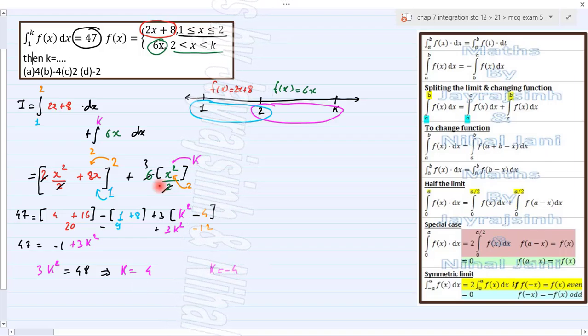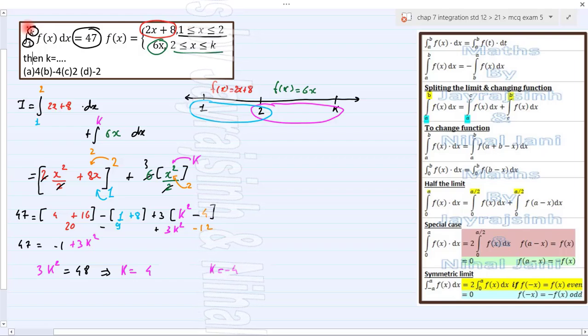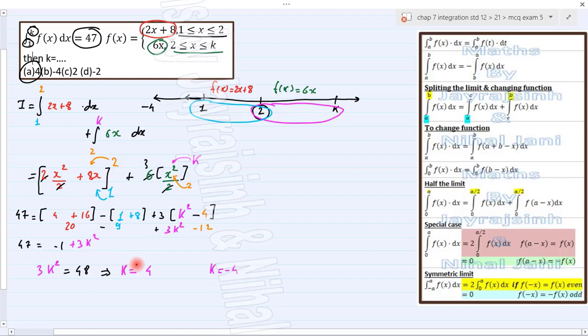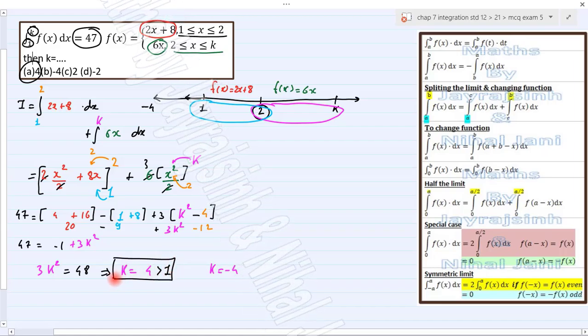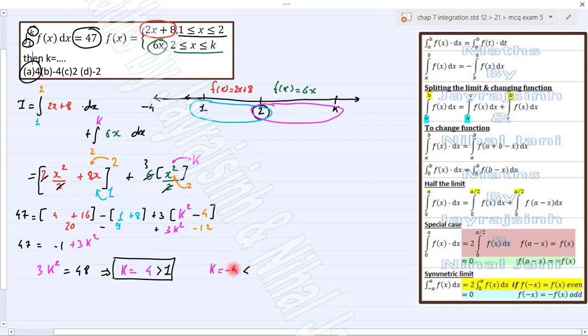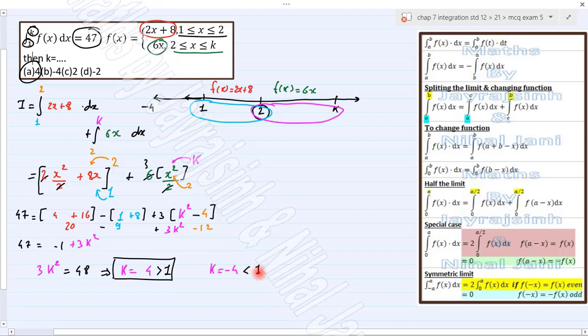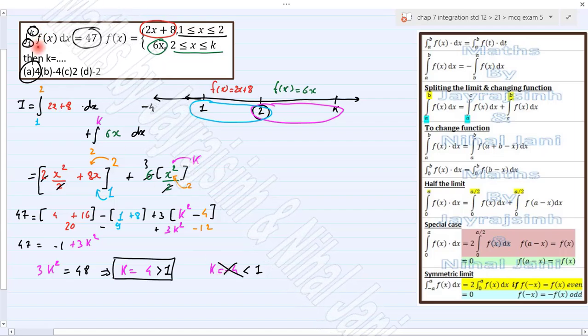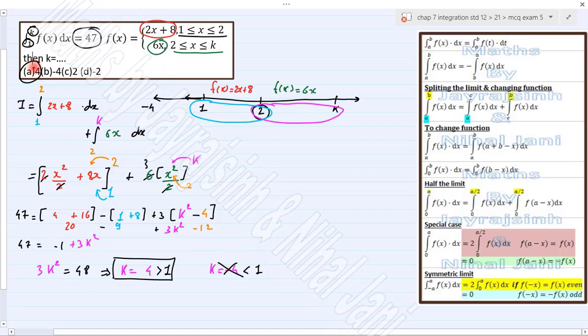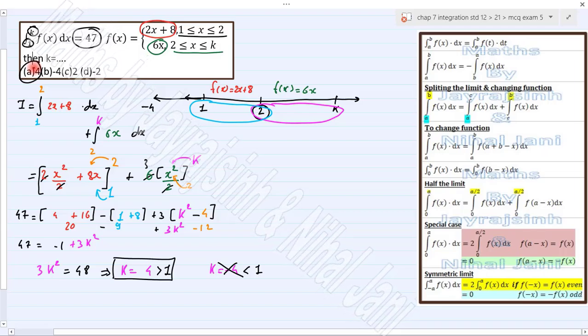But our limit is from 1 to a higher value, and then 2 will be an intermediate term. k equal to 4 is greater than 1, so k equal to 4 is your final answer, and k equal to minus 4 is less than 1, which does not satisfy the condition. So option A is the final answer. Ta-da!